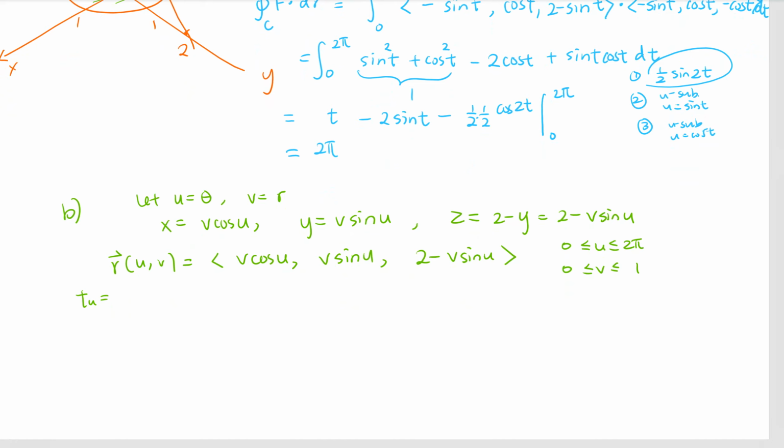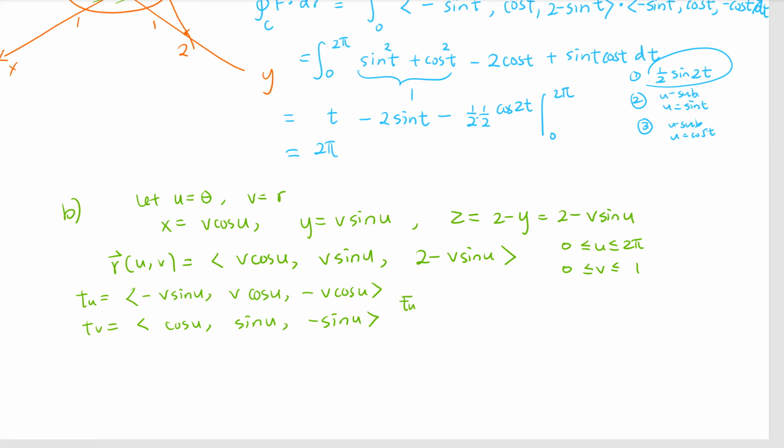Derivative of cosine u is minus sine u. Derivative of sine u is cosine u. So minus v cosine u. So far, so good, everybody. And then derivative of v is 1. So we have cosine u, sine u, and minus sine u.